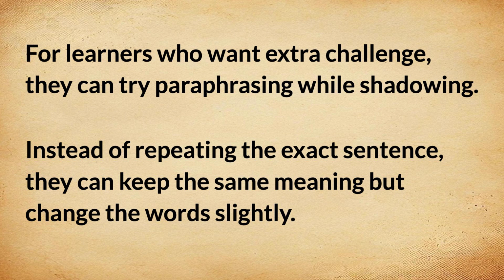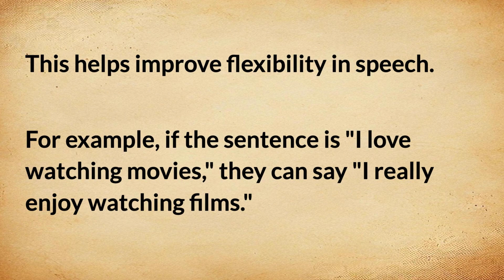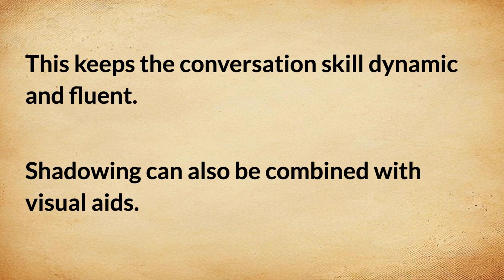For learners who want extra challenge, they can try paraphrasing while shadowing. Instead of repeating the exact sentence, they can keep the same meaning but change the words slightly. This helps improve flexibility in speech. For example, if the sentence is, "I love watching movies," they can say, "I really enjoy watching films." This keeps the conversation skill dynamic and fluent.